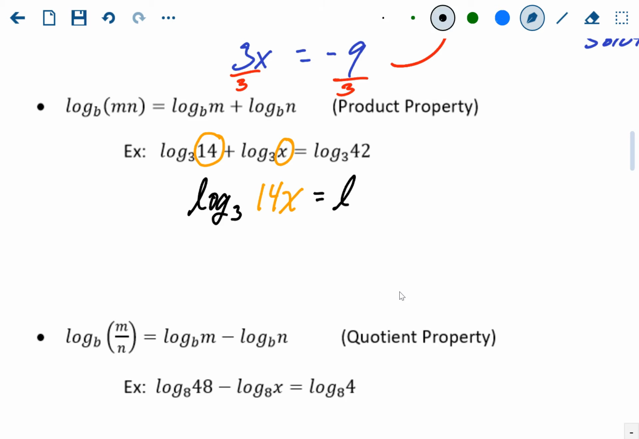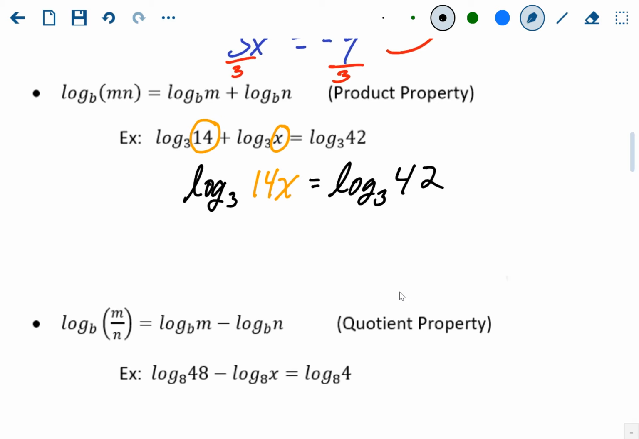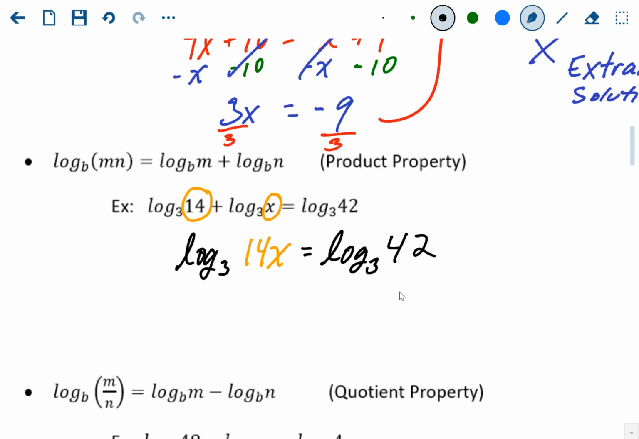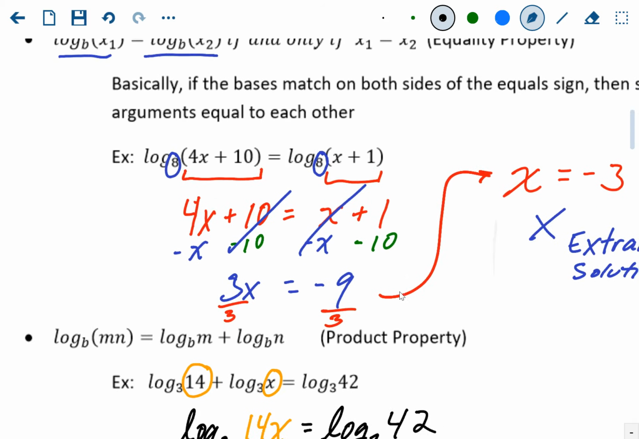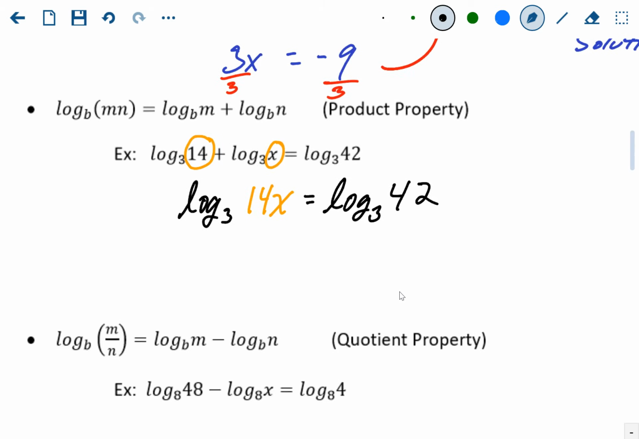And that's going to equal the right side. There's nothing we could do there. Log base 3 of 42. Now again, using the property from above, the equality property, we know that if we have a log base 3 on the left and a log base 3 on the right, we could just get rid of them. Again, we're not really getting rid of them, but we're going to ignore them for the time being. So really, we're left with this equation, 14x equals 42.